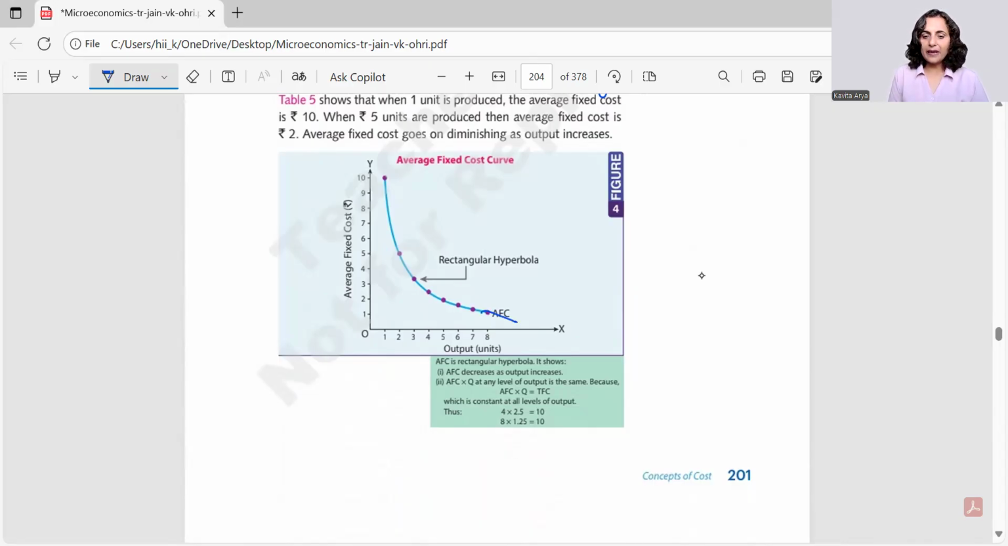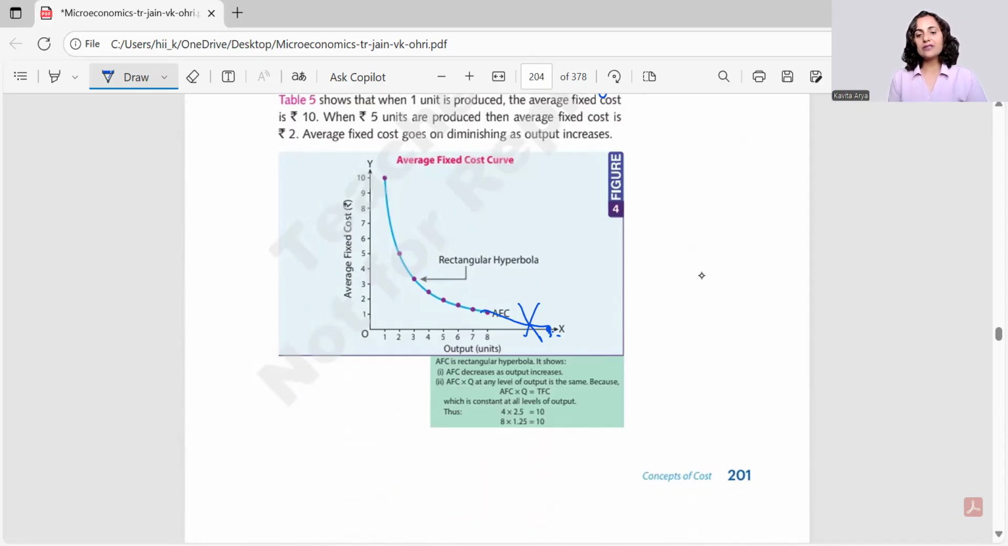Because if we try making it meet here, what does it mean? That at this level, the average fixed cost is zero, but AFC can never be zero. Total fixed cost can never be zero. So how could it be zero here? Right. So on extension also, it would never be meeting. It looks as if it's approaching the x-axis, but it's never going to meet.